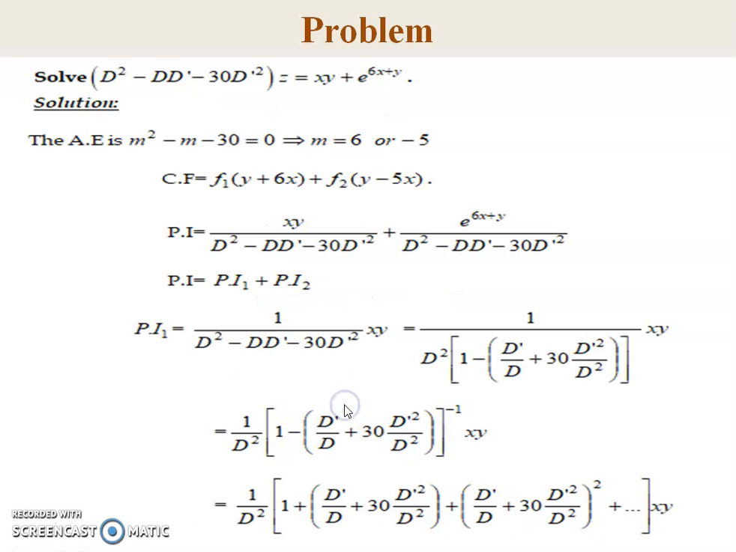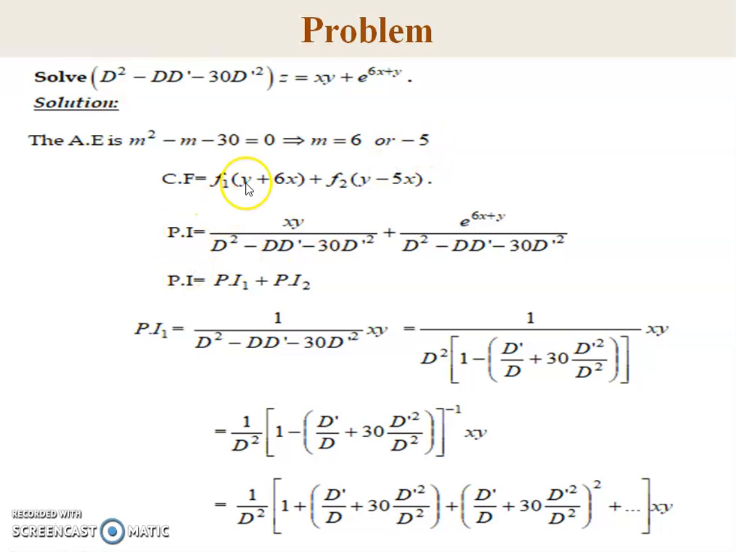Now next problem. D square minus DD' minus 30 D' square into z equal to xy plus e power 6x plus y. So here also the auxiliary equation is found by putting D equal to m, D' equal to 1. We get m square minus m minus 30 equal to 0. If we factorize this, we get m equal to 6 and m equal to minus 5.